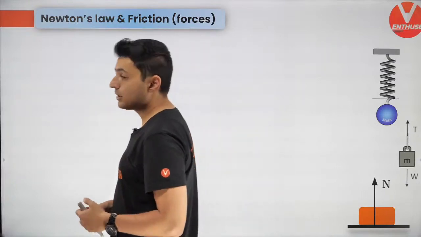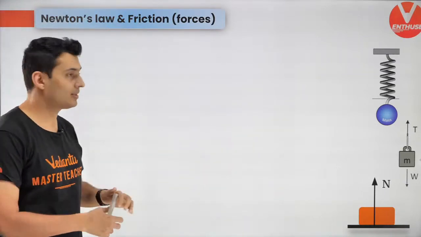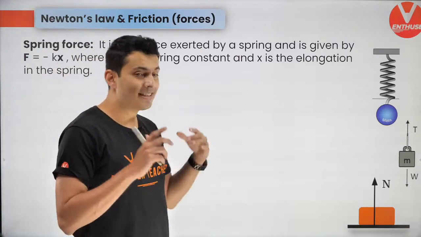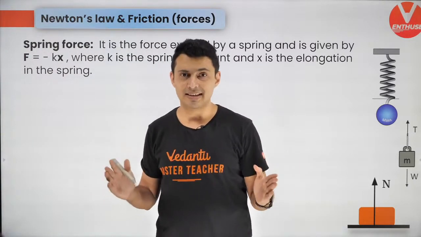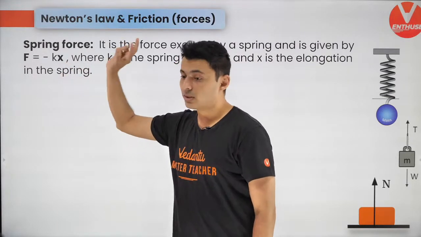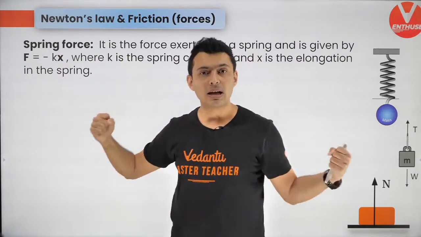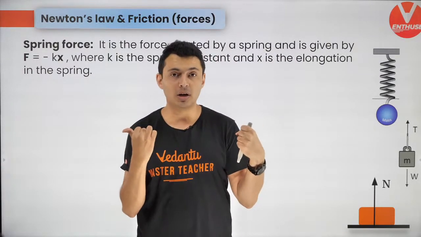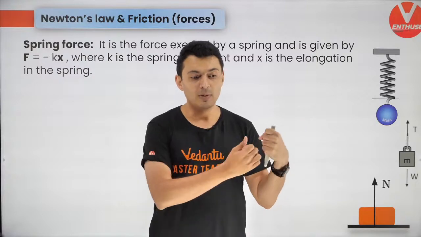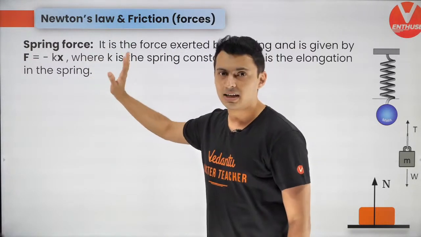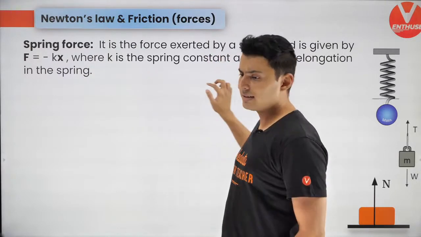So, Newton's laws and friction, the types of forces. Let's do this. So, spring force. Spring force is kx. But direction-wise, it's always opposite to the deformation. If you elongate it, that force is opposite to your elongation. So if you expand it, it will try to pull it back. If you compress it, it will try to push you back. So minus is only via direction. Otherwise, magnitude wise, it is kx.